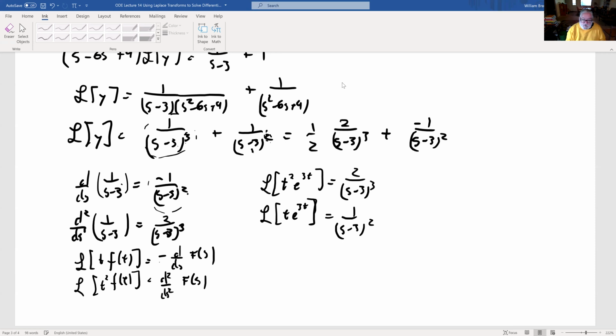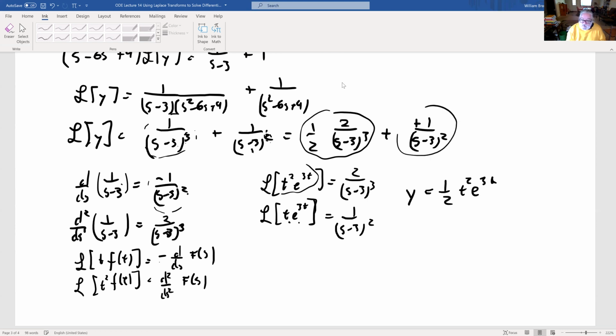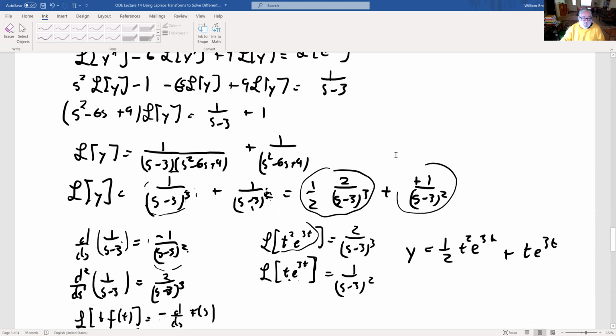So y equals what? This term is 1/2 of the Laplace transform of t squared e to the 3t, so that means we've got that as our solution. This term is the Laplace transform of t e to the 3t directly, so we just have that. And we didn't have any e to the 3t term at all, as it turns out.